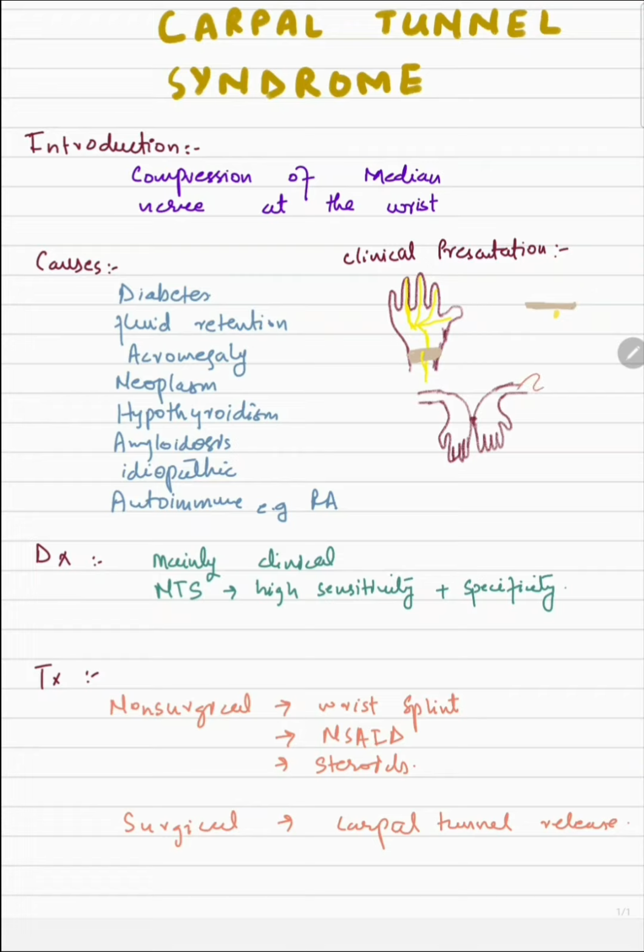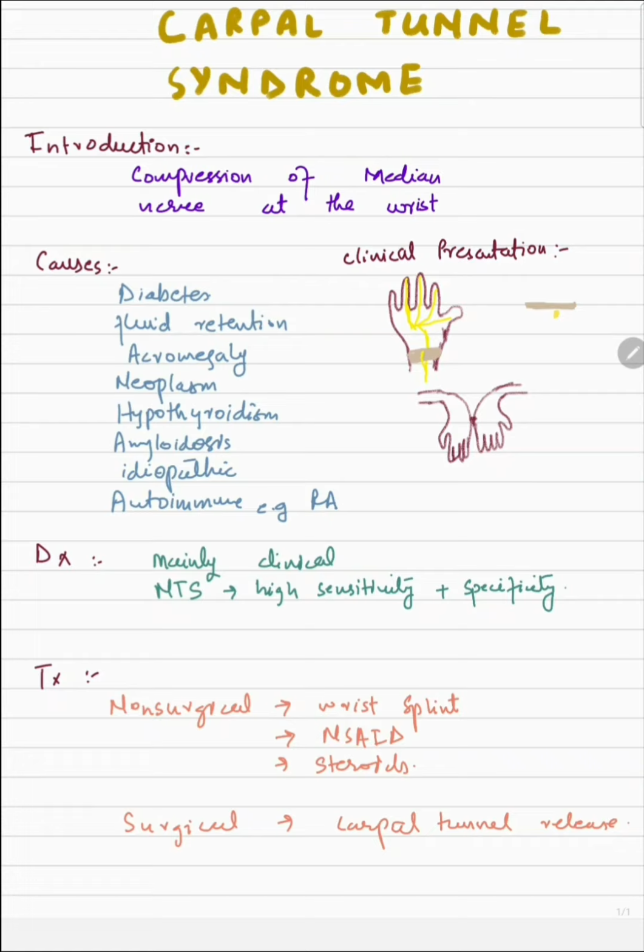And so the clinical presentation of this would be numbness, a pins and needles kind of sensation, and pain over the areas that are supplied by the median nerve, and these include the first three fingers and the medial half and the radial half of the fourth finger. So these are the areas supplied by the median nerve, and this is the palmar aspect. Okay, this is not the dorsal aspect.